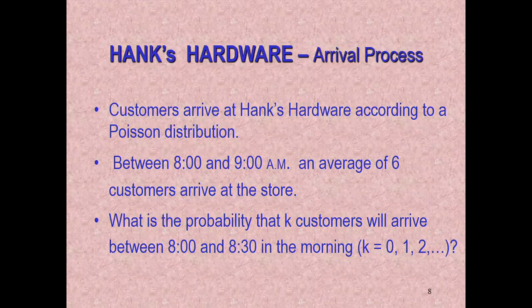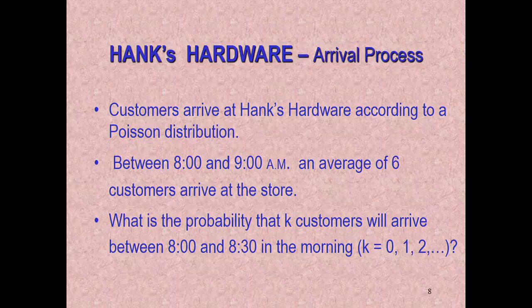This is Hank's Hardware. Customers arrive at Hank's according to a Poisson distribution. Between 8 and 9 a.m., an average of 6 customers per hour arrive at the store. So lambda is 6 per hour. We want to know the probability that 0 customers come in the next half hour, like 8 to 8:30. So we have to first adjust our lambda.